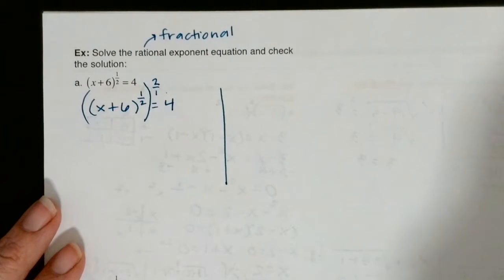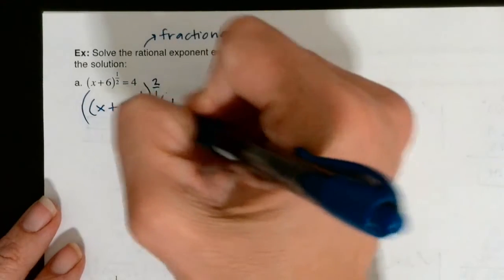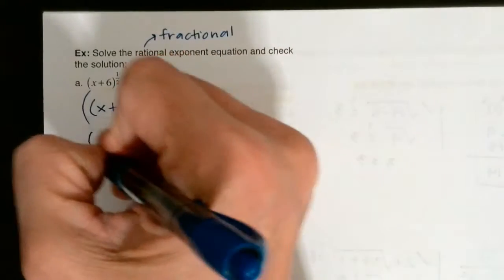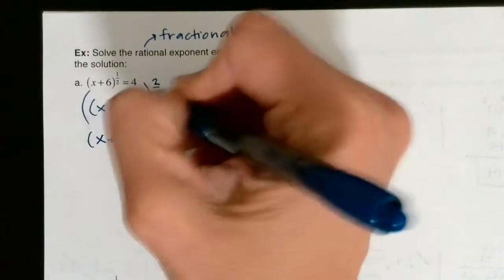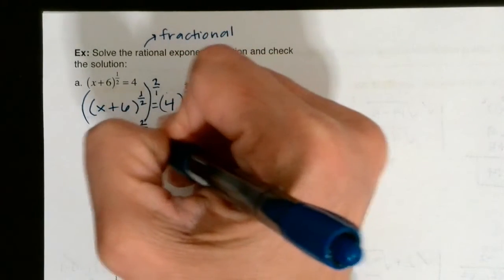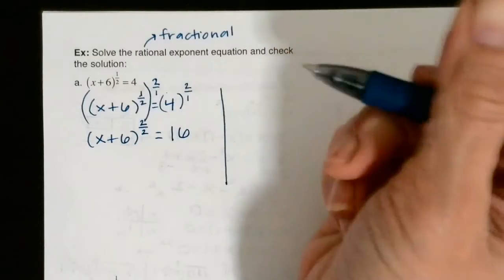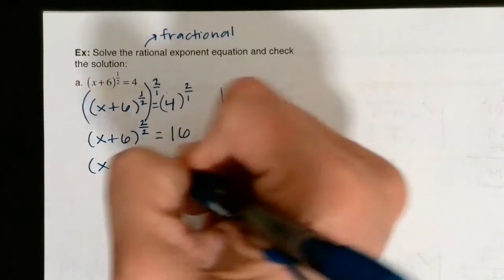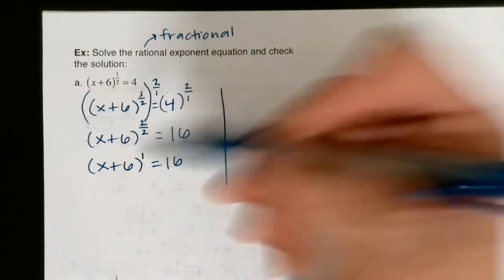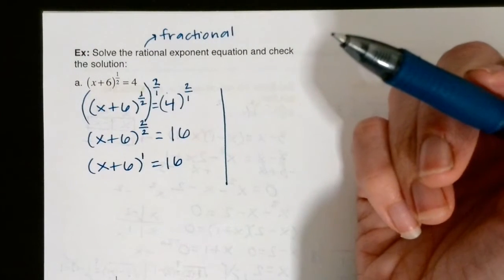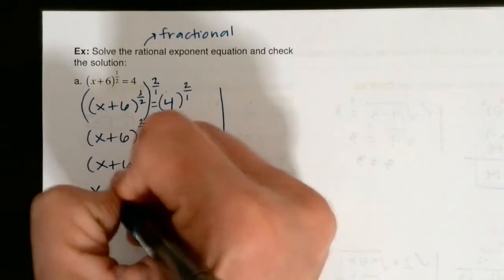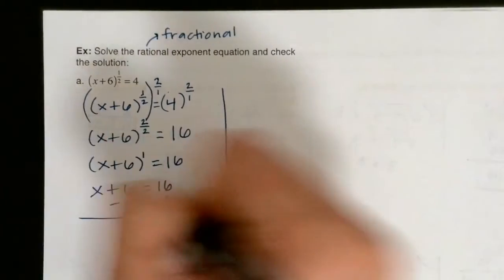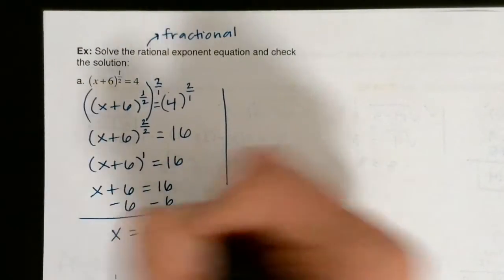So if you have this, because this is to the 1/2 power, if we square it, then what will happen is we get x plus 6, multiplying fractions, no big problem, top times top over bottom times bottom, which is just x plus 6 to the 1st power, which is what we want, because if it's to the 1st power, then we know it just equals x plus 6, and we can subtract 6, and we get x equals 10. And then we can check it.